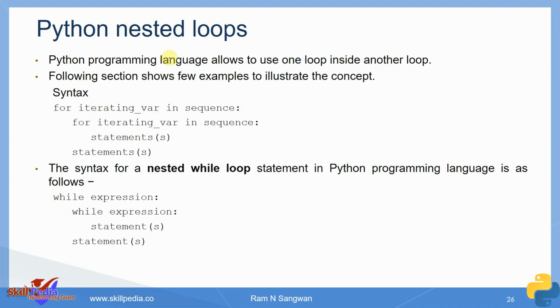Python nested loop, loop within loop. Python programming language allows us to use one loop inside another. That's what we have done. The following section shows a few examples to illustrate the concept. We have done that for iterating variable in sequence, then inside another for loop. That's precisely what we have done. A while loop also can have a similar nested while expression, another while expression, and continue like that. There is no limitation on how many nested loops you can have.